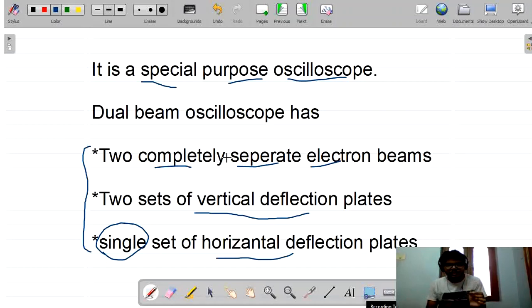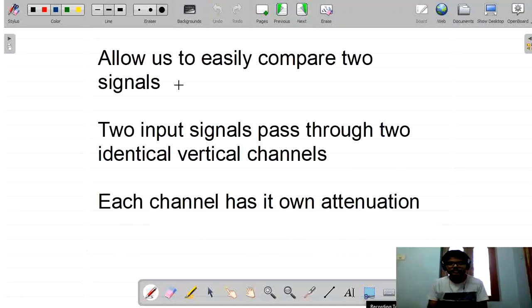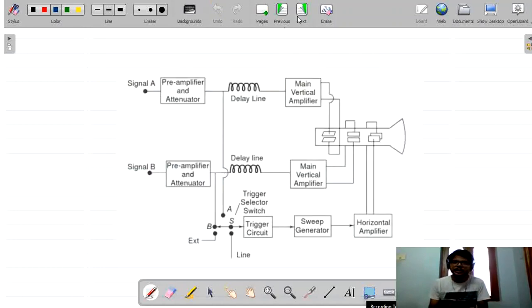We know that dual beam oscilloscopes are generally used in applications that compare two signals. It allows us to compare the two signals. Two input signals pass through two identical vertical channels, and each channel has its own attenuation. These two points will be clarified by seeing the block diagram. Now we will see the block diagram.